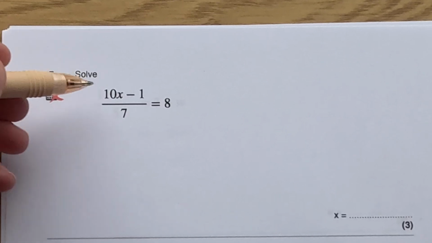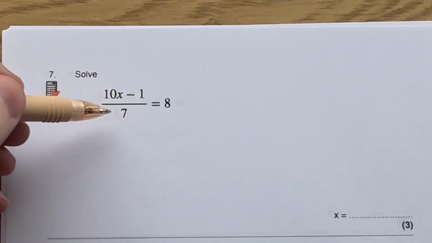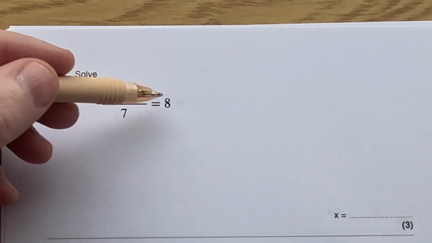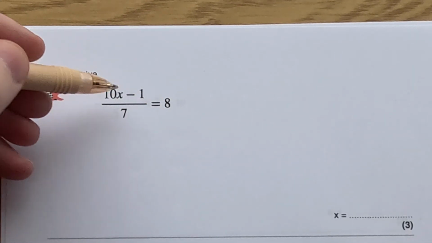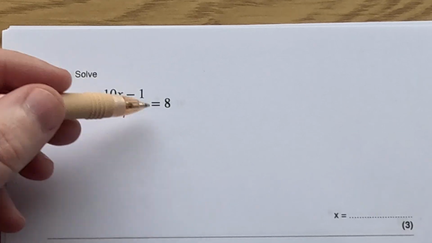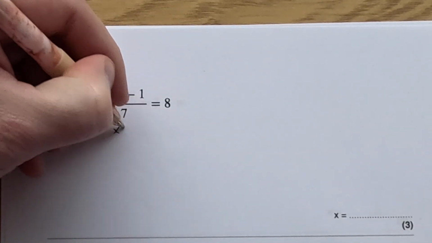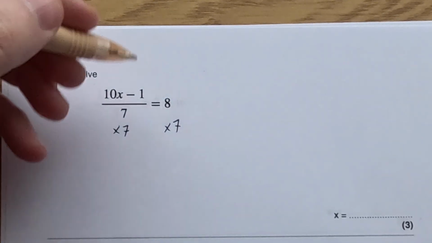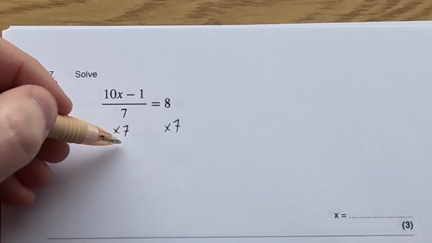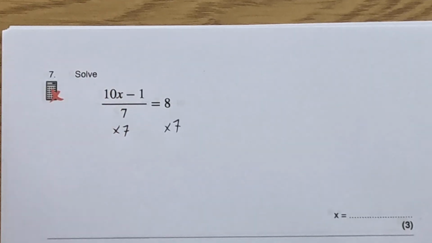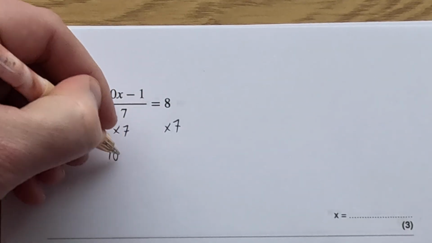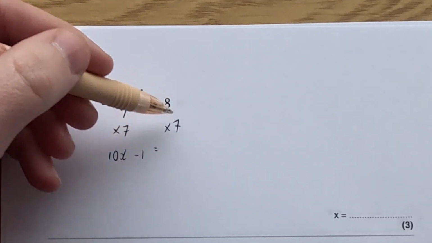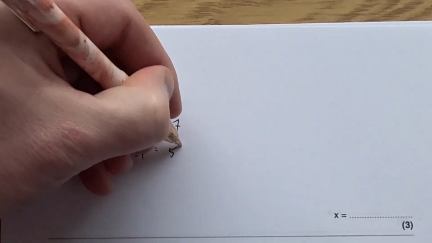So question number 7 says to solve 10x minus 1 over 7 equals 8. So we've got 10x minus 1 all over 7 equals 8. So if we want to solve this equation, we want to get the x on its own, so let's get rid of this divide by 7. So I'm going to multiply the left-hand side of the equation by 7 and the right-hand side of the equation by 7. On the left-hand side, we're multiplying by 7 to get rid of this divide by 7 with the denominator. So we're just going to be left with 10x minus 1. And on the right-hand side of the equation, we had 8 times 7. That's going to be 56.